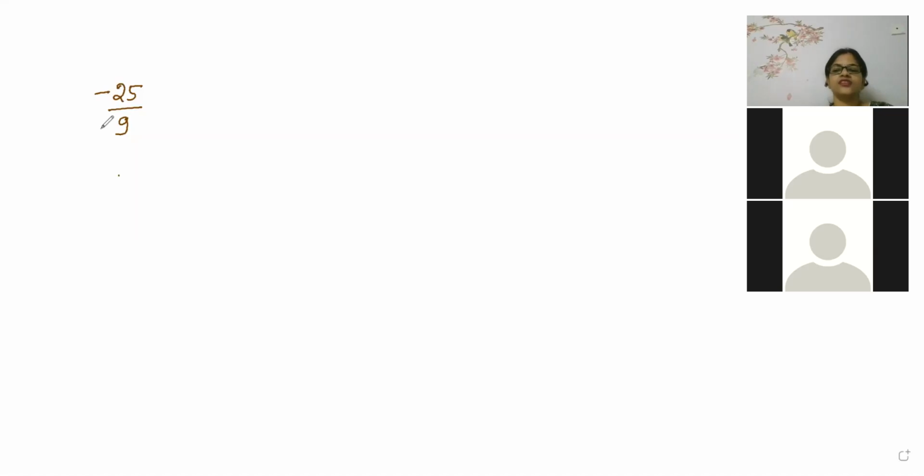Jiva, minus 2.7 bar. Let's see. So beta, 9 will divide 25. No need to write the minus here. Or 25 is there now. So 9 ones are 9.